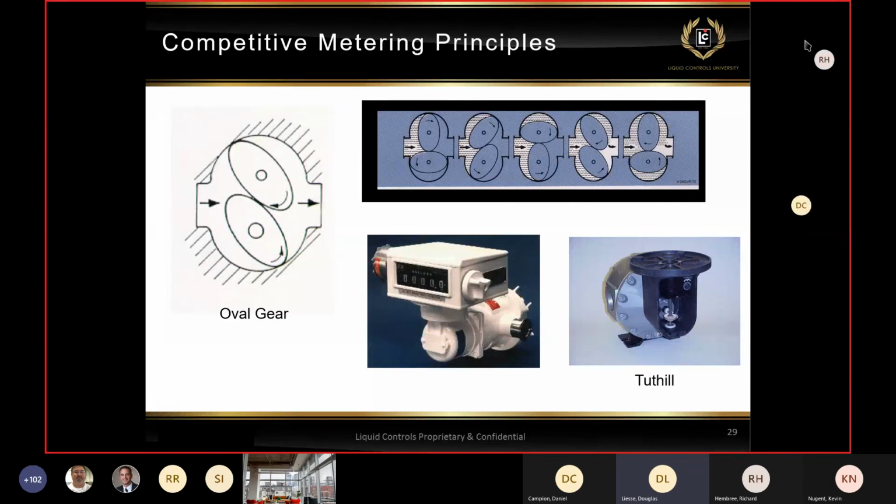Another metering principle, this is probably the second most copied design or principle in the world. It's called an oval gear. And there's a number of companies. Tuthill is one here in the US that uses it. But throughout the world, there's an Oval Japan. There's also oval gear meter in Eastern Europe. So it's used on lower flow rates, but it also should be used in light products.